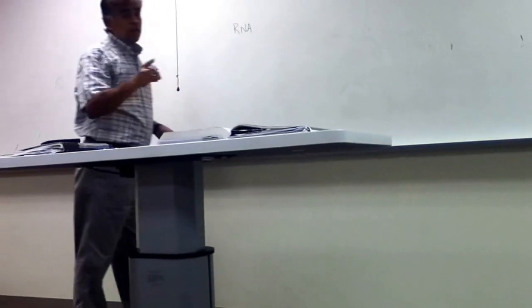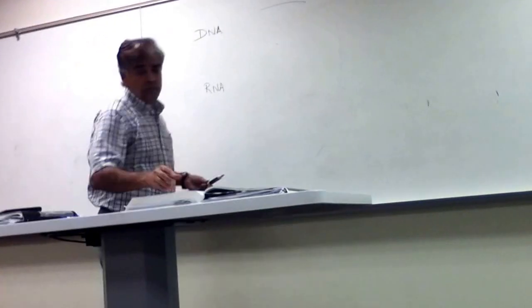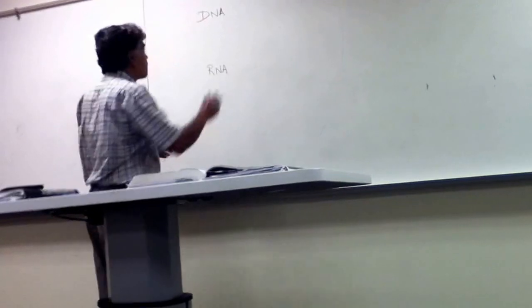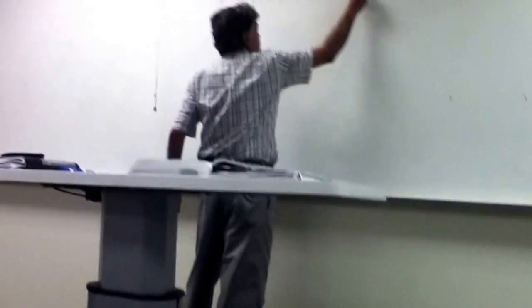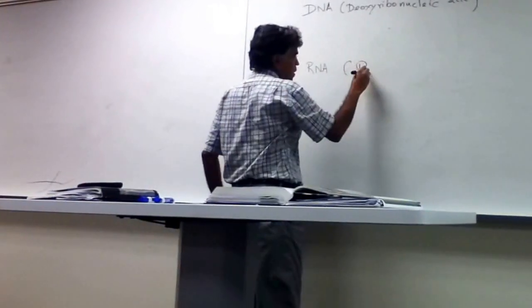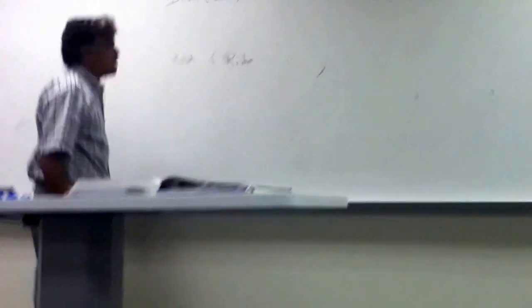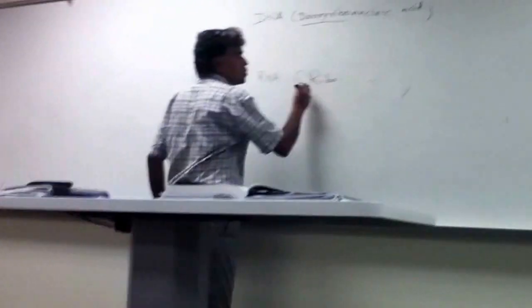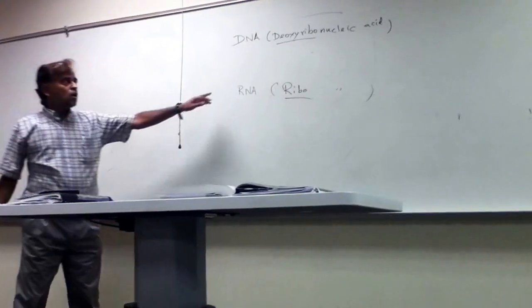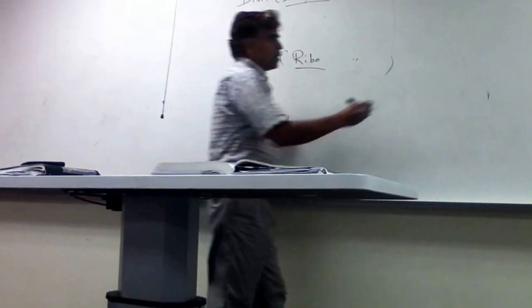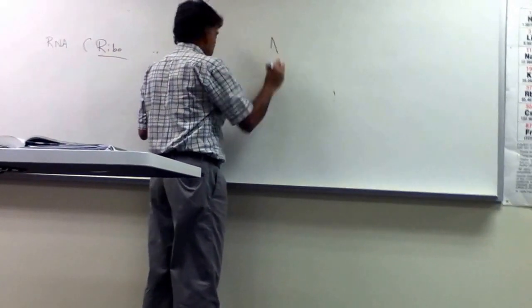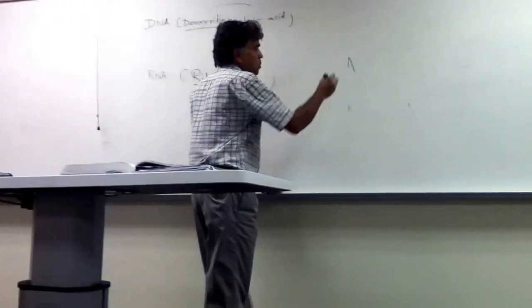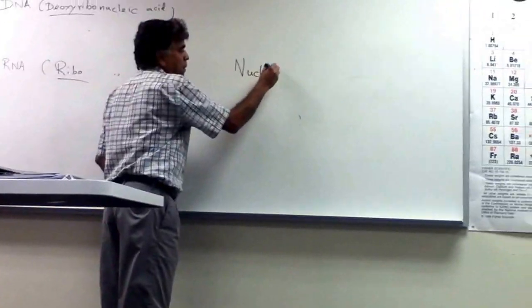Let me give you an introduction, then I will go over some of the things in your book. So DNA stands for deoxyribonucleic acid. RNA stands for ribonucleic acid. It's because of the kind of sugar that is present. Both of them have a sugar. Each of the DNA and RNA is made of a basic unit called the nucleotide.